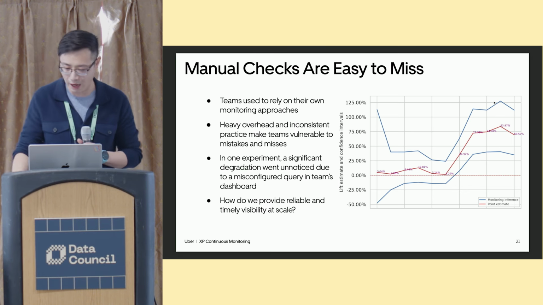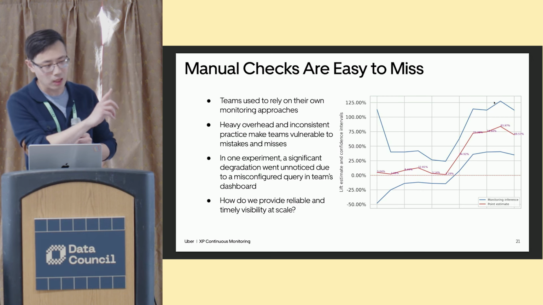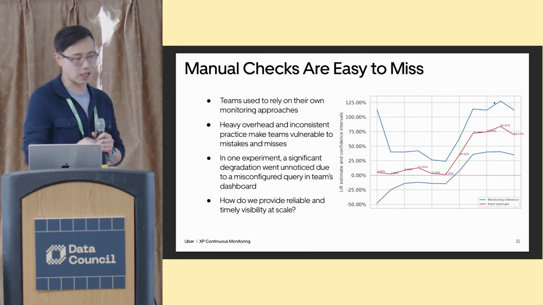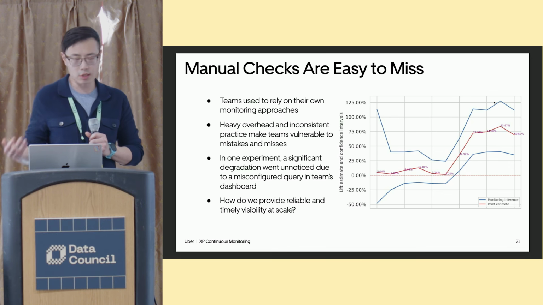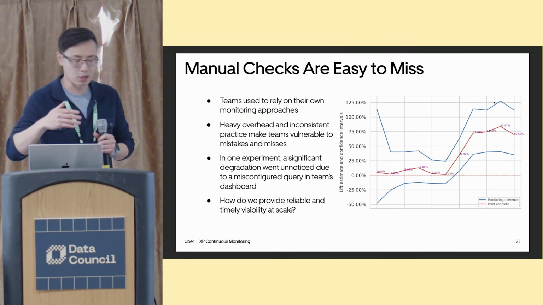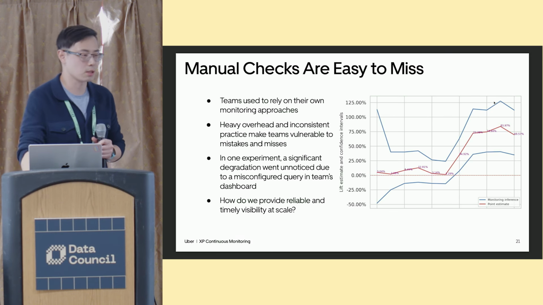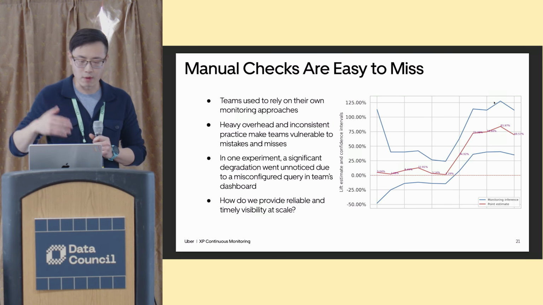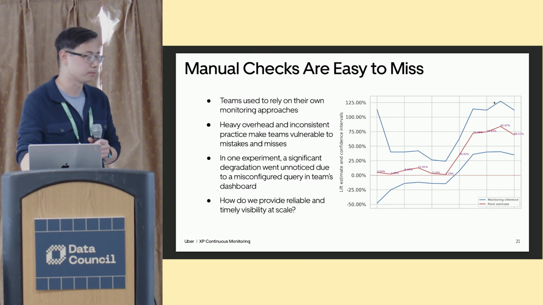Also, we learned afterwards that, as you can see here, the degradation doesn't happen at the beginning. It happens mid-run through the XP. So even if the team has the right query, if they don't do diligent checks, or they fail to attribute that time series change to their own XP, they could still miss it. So we want to provide timely visibility at scale with our XP monitoring system.